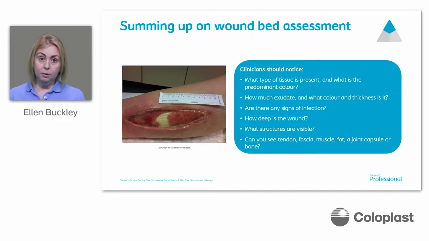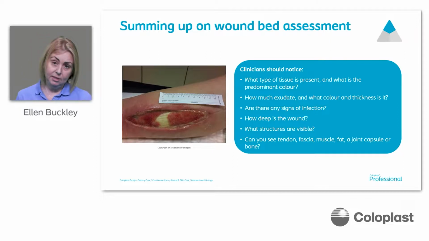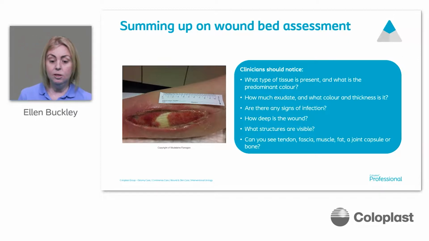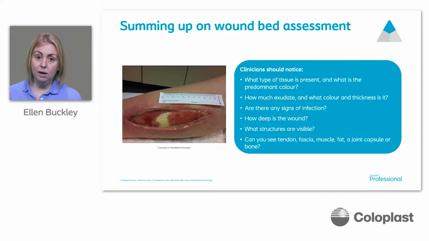So just to sum up our wound bed assessment, we've looked at tissue types: what colour is the tissue type, how much of that particular tissue type is there, how much exudate, what is the consistency of that exudate. Are there any signs of infection we need to be concerned about? What are the dimensions of that wound? Are there any structures visible in the wound bed that we need to be aware of and again incorporate into our treatment plan?